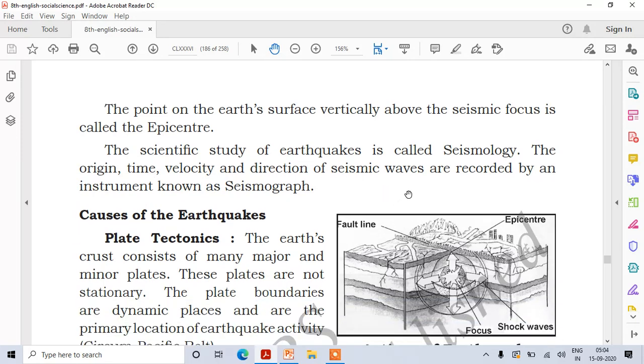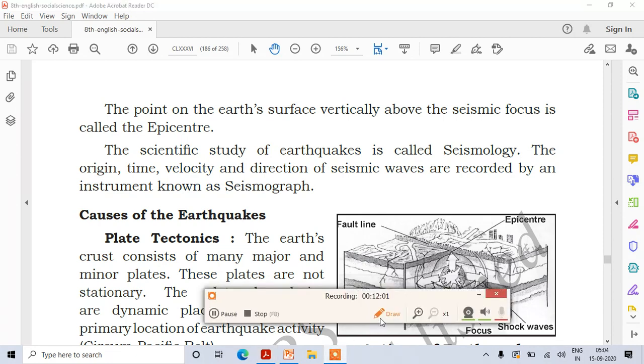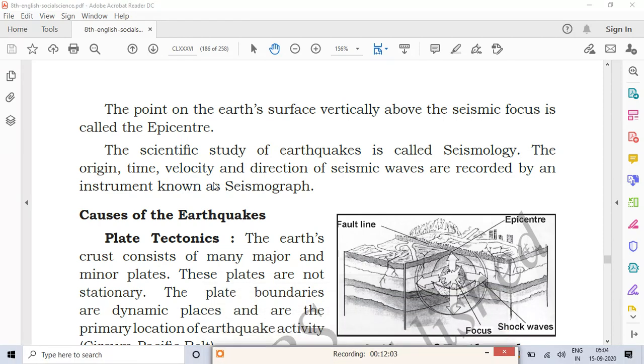The scientific study of earthquake is called seismology. This is also very important. Suppose in the question it is asked what is seismology, then you have to write the scientific study of earthquake. The study of earthquake is called seismology. For example, the study of fossils is called paleontology. Like that, the scientific study of earthquake is called seismology.